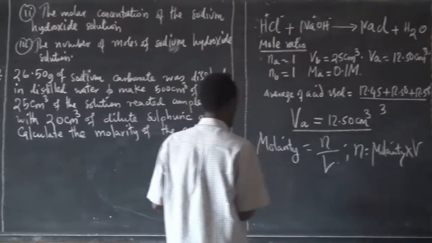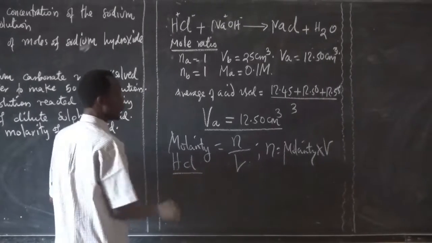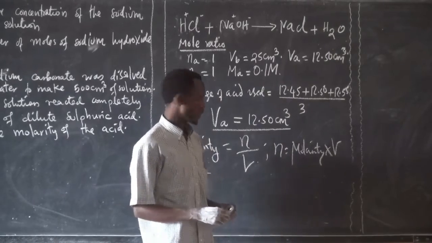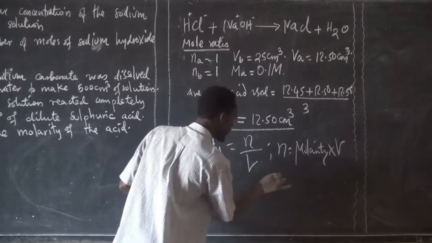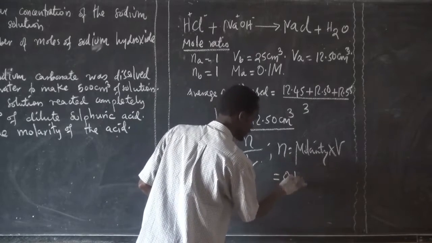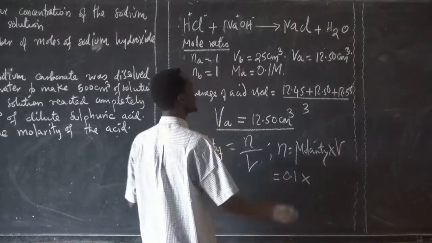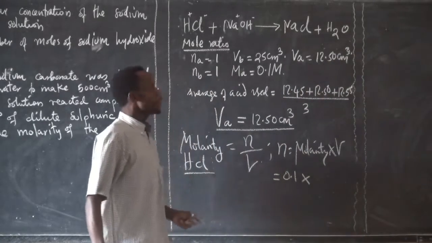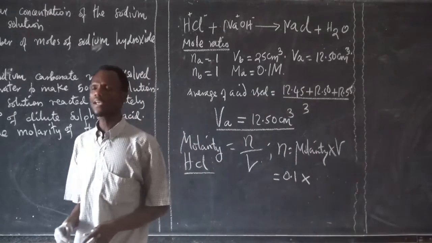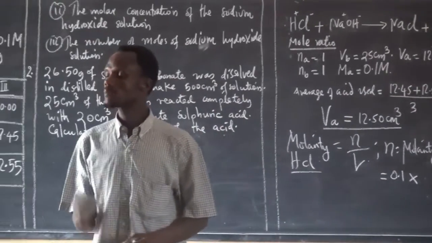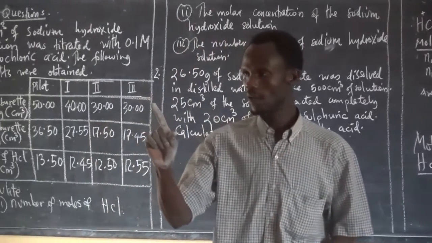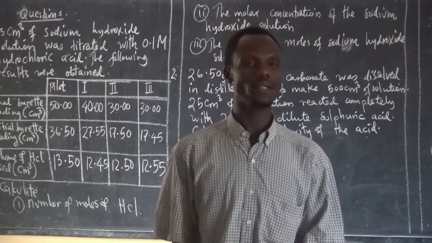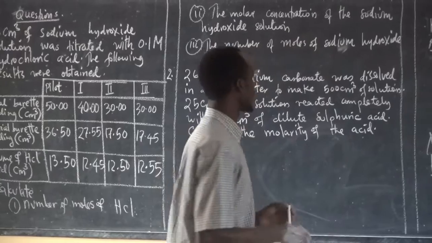Now, we are talking about hydrochloric acid here. Molarity of hydrochloric acid is given as 0.1. Now, we have molarity 0.1 times volume of acid, which is equal to 12.50 centimeter cubic. But this is not the volume that we need. Why is it not the volume that we want? It is because it is written in terms of centimeter cubic. So we definitely need to change it into decimeter cubic. Why and how do we do it? We do it exactly by dividing by 1,000.